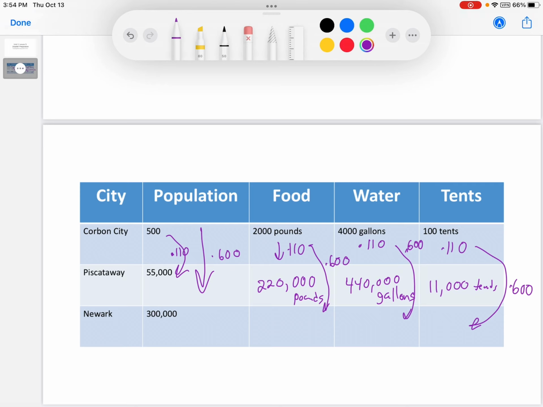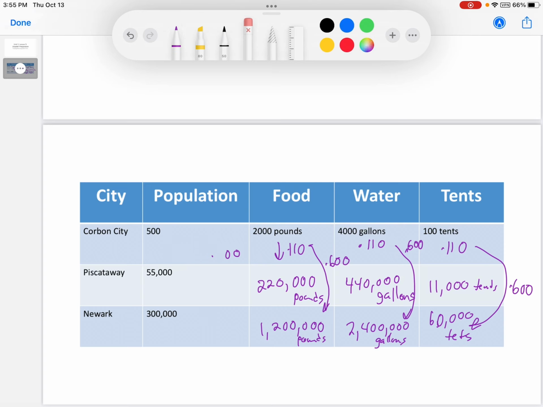So, 2,000 times 600 is 1,200,000. 4,000 times 600 is 2,400,000. This is pounds, and this is gallons. 100 times 600, 60,000 tenths. So, does that method make sense?